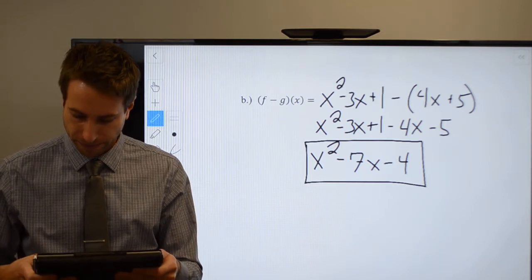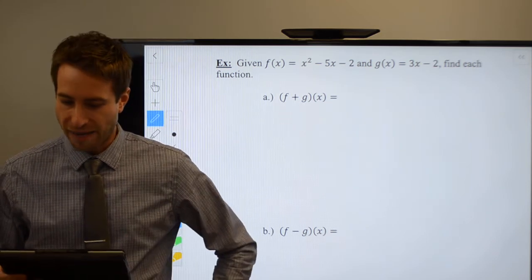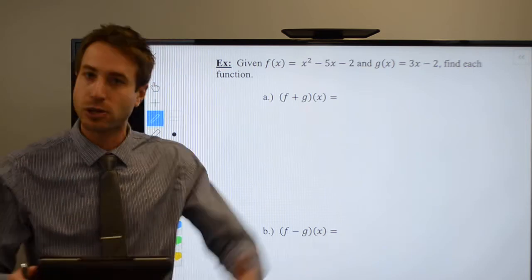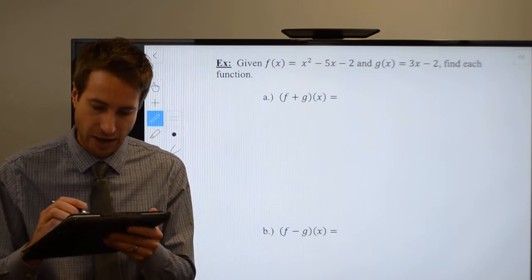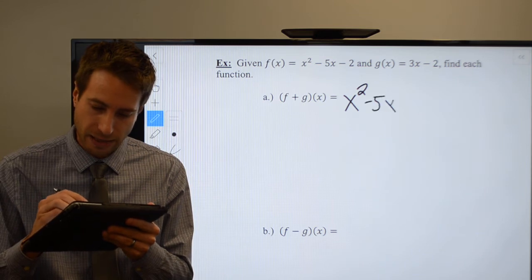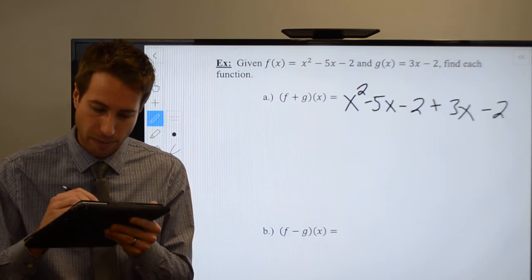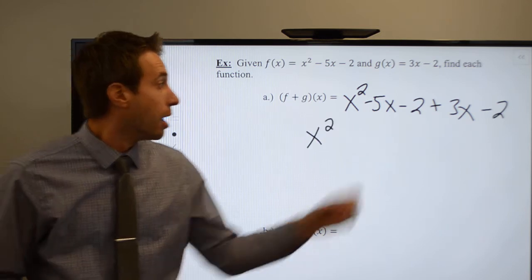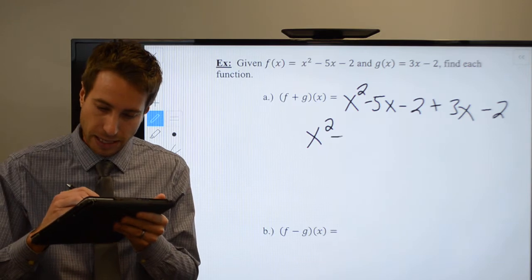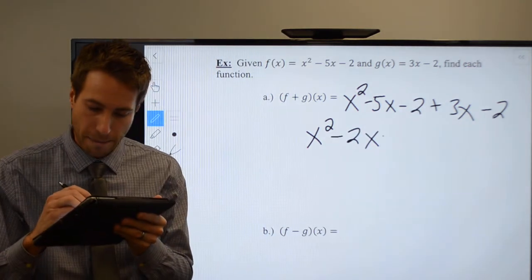Okay, let's go ahead and do another one. Let's see what we get. Got another one for you here. We're going to have x squared. Adding and subtracting, so we'll just do it the exact same way here. I'm going to wind up with x squared minus 5x minus 2 plus 3x minus 2. Combine like terms. Negative 5x plus 3x is going to be a minus 2x. Negative 2 and a negative 2 is going to be a minus 4.